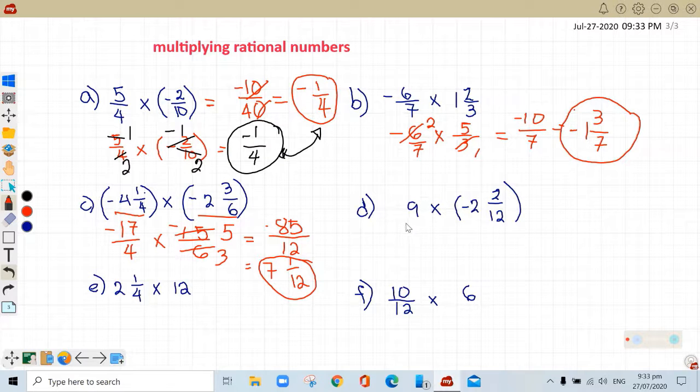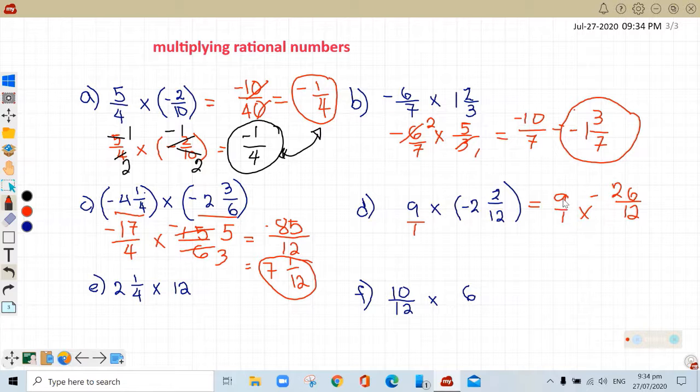This time, it's a whole number and a mixed number. For a whole number, we always know that the denominator of a whole number is always 1. So let's just write 1 here. That's the denominator of a whole number. Now, let's change this mixed number to an improper fraction. Let's rewrite it here: 9 over 1 times, so 2 times 12 is 24 plus 2, so that will be 26 over 12. Since it's a negative, let's write the negative sign here.